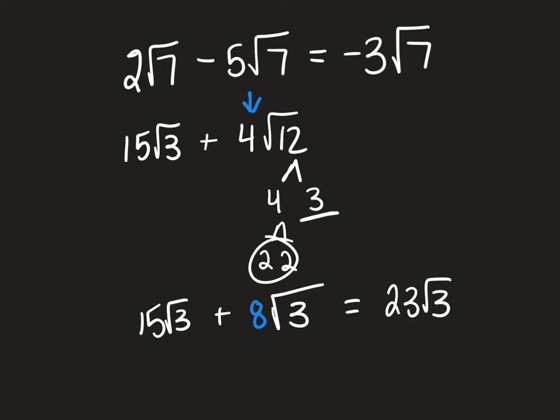So if you're just simplifying the square root of 12, technically you would have the 2 outside and then the 3 inside. But in the problem, since there's already a 4 here, you have to take that 2 and multiply it by the 4 to get the 8.